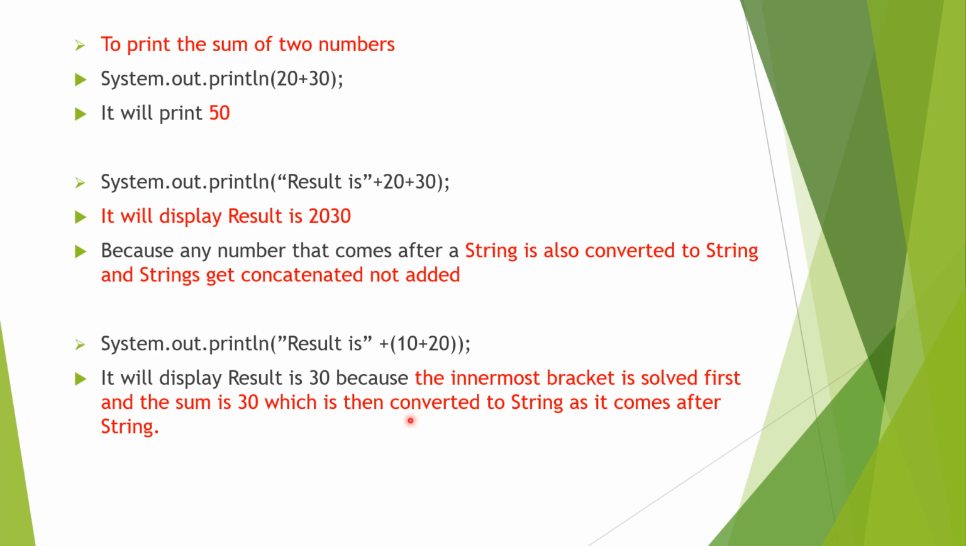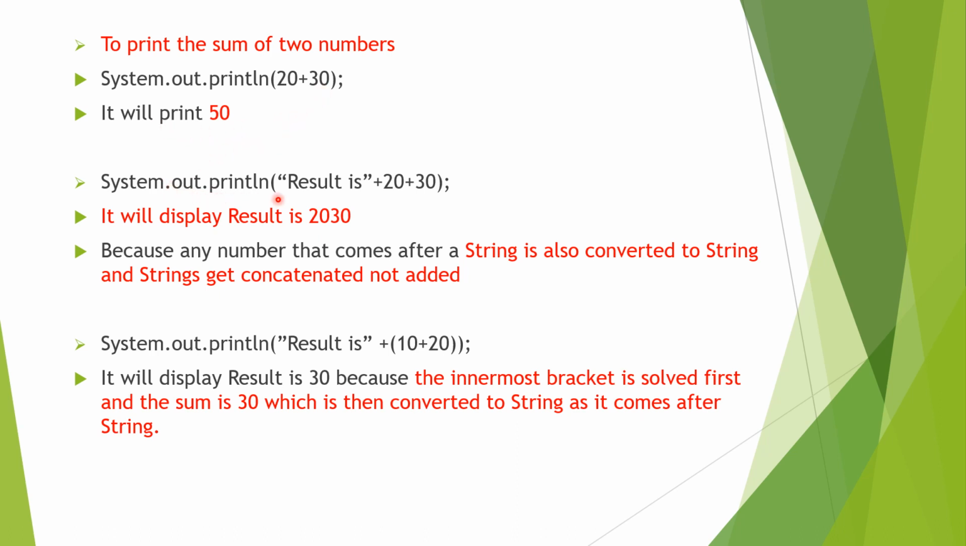To print the sum of two numbers, System.out.println(20 + 30). You simply write the two numbers with a plus sign. So it will print 50. Such types of questions can come in objectives. Suppose System.out.println is given with any message or any number, and you need to tell its output. So such questions can come. It will print 50.